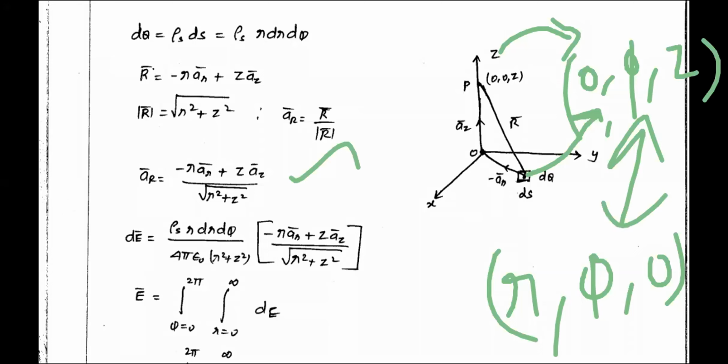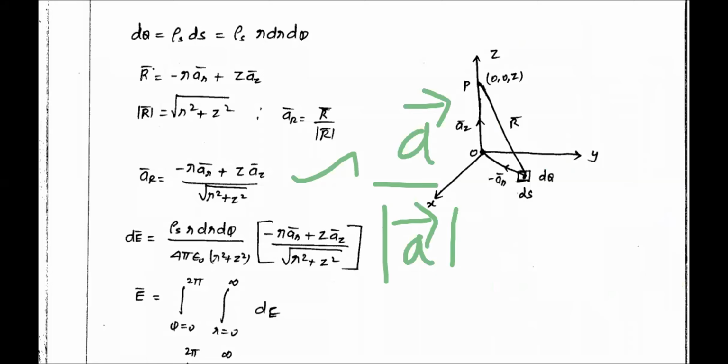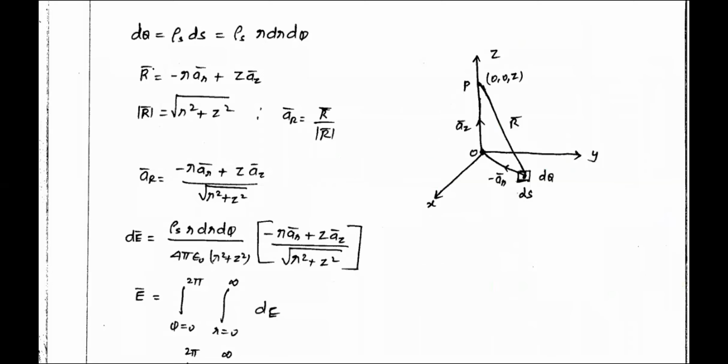Anyway, we are interested in only direction. We want to know this direction only. Magnitude will be given by Coulomb's law. So for any vector, if you want to know only direction, you have to divide the vector by its magnitude. That's why they are dividing with that magnitude, square root of R square and Z square.